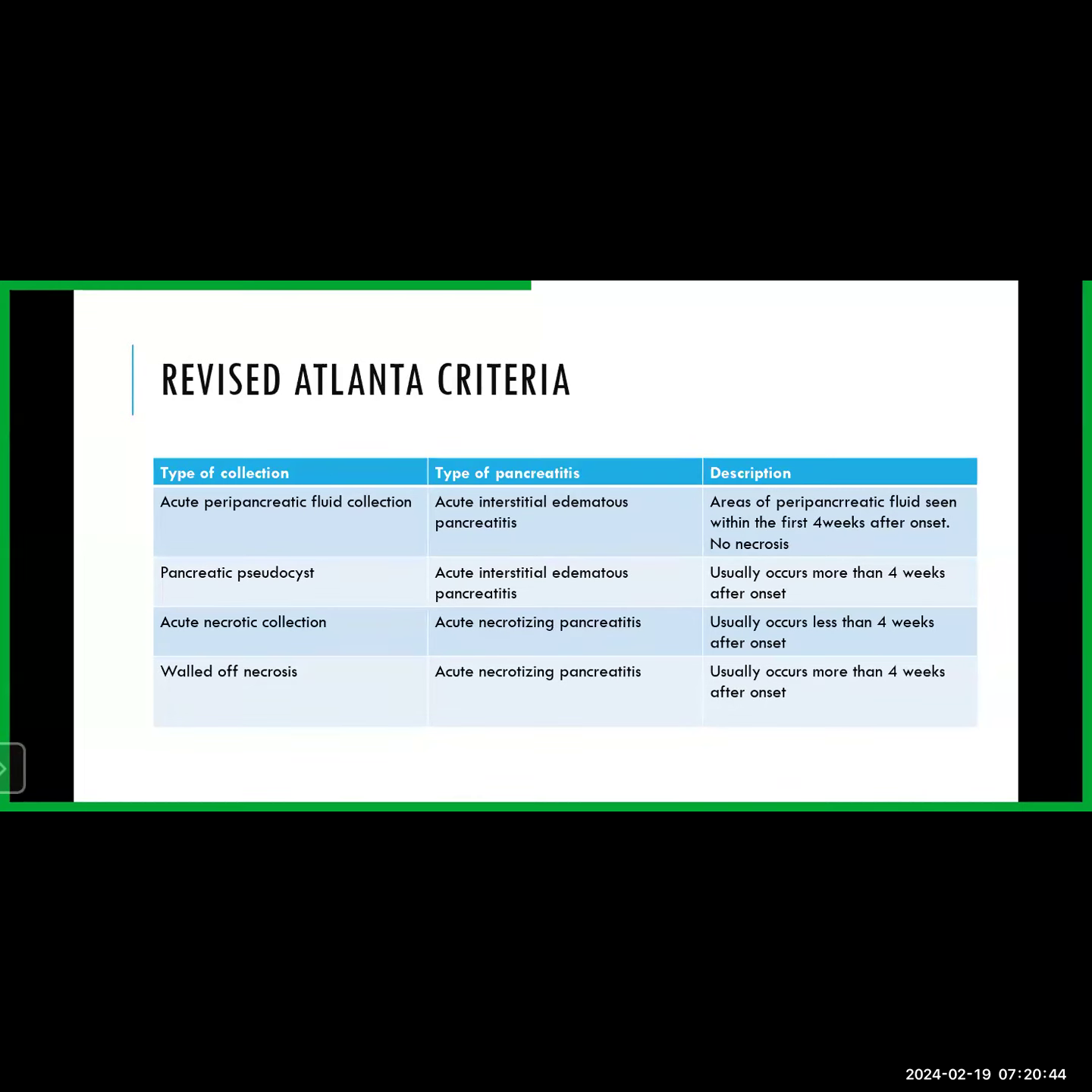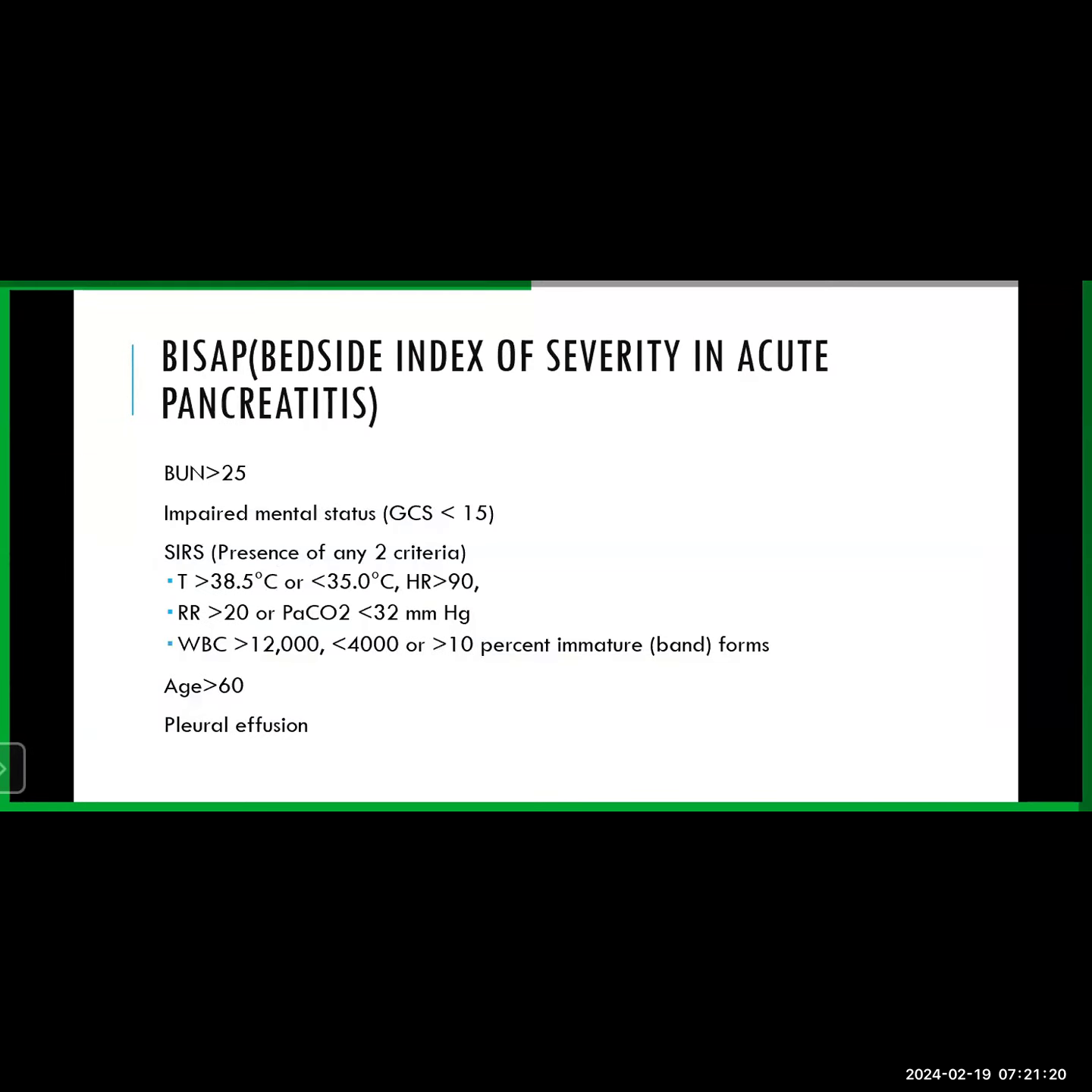A pancreatic pseudocyst is referred to as an acute interstitial edematous pancreatitis that lasts more than 4 weeks after the onset. Acute necrotic collection is seen in acute necrotizing pancreatitis, a severe form of pancreatitis, and occurs less than 4 weeks after onset. Then walled-off necrosis, seen in acute necrotizing pancreatitis, usually occurs more than 4 weeks after onset.